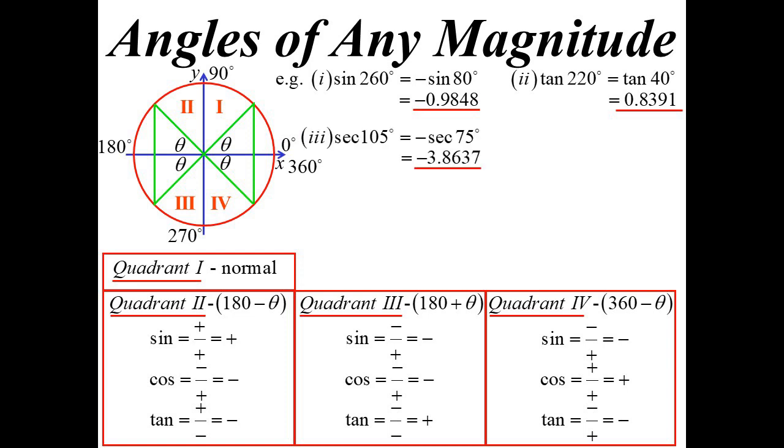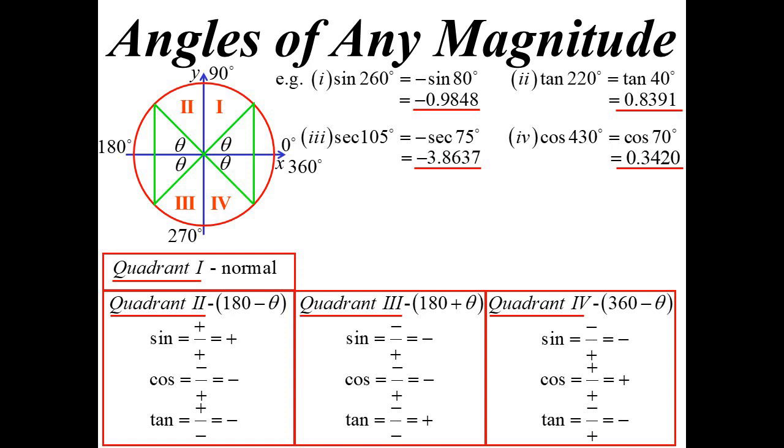Sec, well sec's the reciprocal of cosine. 105 is in the second quadrant. Cosine was negative, so sec's going to be negative. It would be the same as negative sec 75. That works out to be minus 3.8637. 430, hang on a sec, that's bigger than 360. Well, it's a circle. So we can always subtract or add, depending on what we need to do, 360.